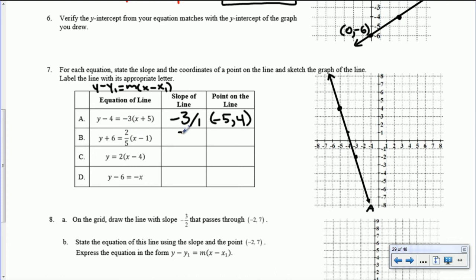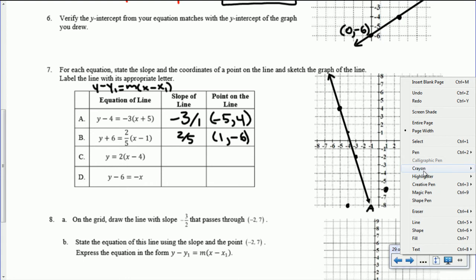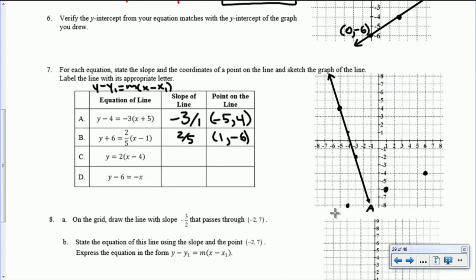Next, 2/5 is the slope for this one. 1 is the x-coordinate. -6 is the y-coordinate. So let's locate (1, -6). That's there. Slope is 2/5, so the rise is 2. Run is 1, 2, 3, 4, 5. And I can't continue any further because it's off grid. So let's work backwards and see where it should come from this point. So down to the right 1, 2, 3, 4, 5. So that's where B will go through. So there's B.